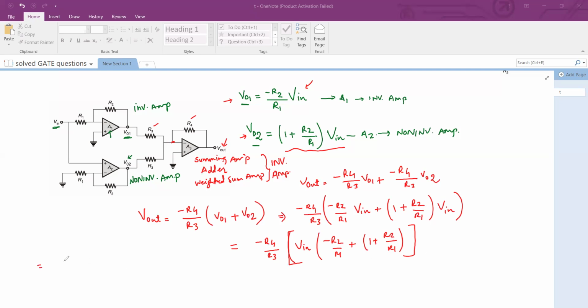So let me write here: minus R4 by R3, times V in, times the bracket with minus R2 over R1 plus 1 plus R2 over R1. The R2 over R1 terms cancel, and only 1 remains. The final output will be minus R4 over R3 multiplied by V in. That's your output voltage. So the final output is gain multiplied by input, and the gain is provided by the ratio of R4 over R3.